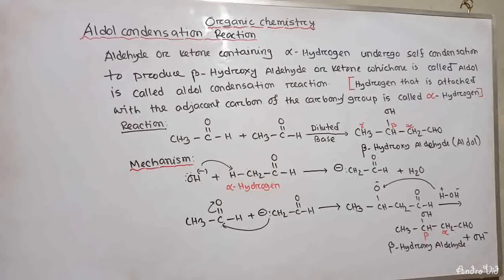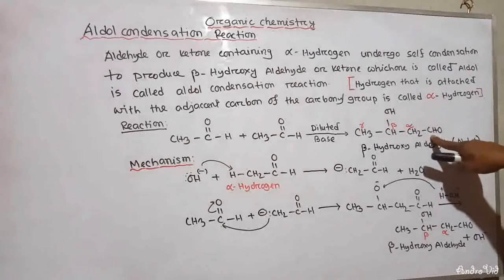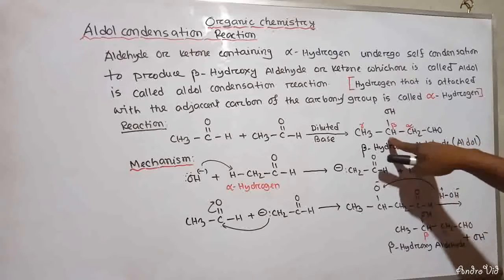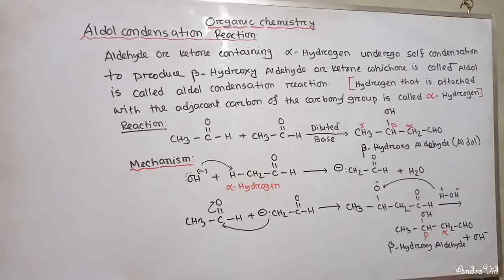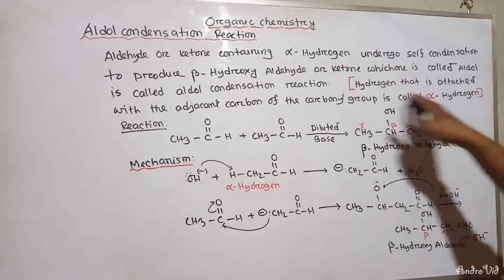So the reaction between two aldehydes or two ketones, or one aldehyde and one ketone, that must contain alpha hydrogen, can undergo self condensation in presence of a diluted base to produce beta hydroxy aldehyde or beta hydroxy ketone, which is called aldol. This is the aldol condensation reaction. Here this is the functional group, you know. So this carbon is called alpha carbon, this carbon is called beta carbon and this carbon is called gamma carbon.